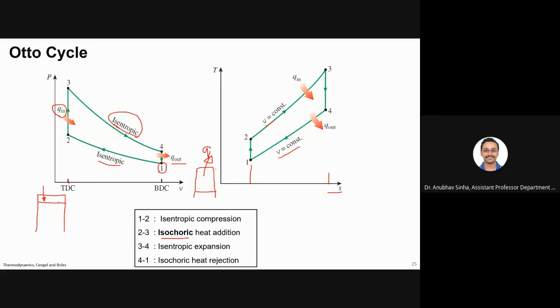Are the processes clear here? Based on this, we'll now try to find out the work done in each process, what is the heat transfer, and then we'll calculate the efficiency for this particular cycle. So any questions on these processes? Okay, so let's see how to calculate work done and heat transfer.